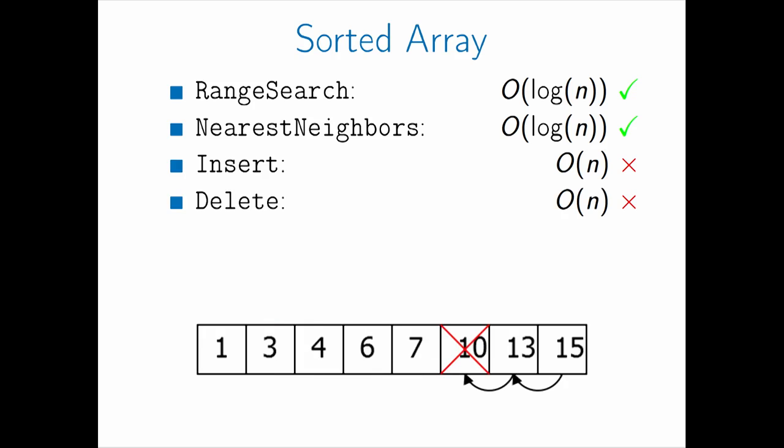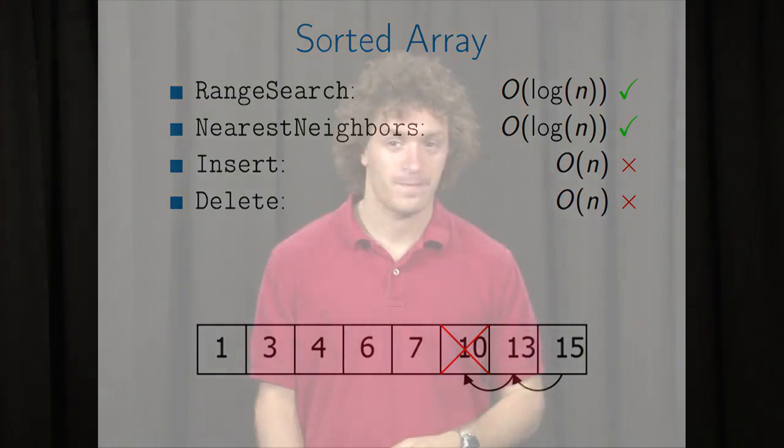Similarly, deletions are going to be hard. If you delete an element, you can't just leave a gap. You need to fill it somehow. You can't just bring an element over from one of the ends to fill the gap, because that would destroy your sorted structure. So the only way to fill the gap is to take everything and shift it back over 1 in order to fill things up. And that, again, takes O(n) time.